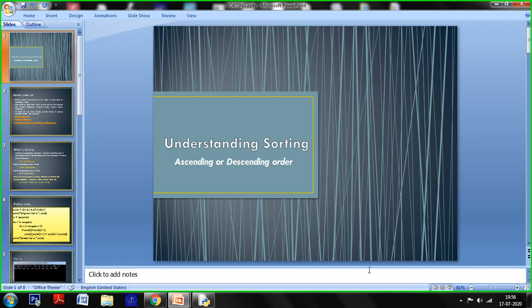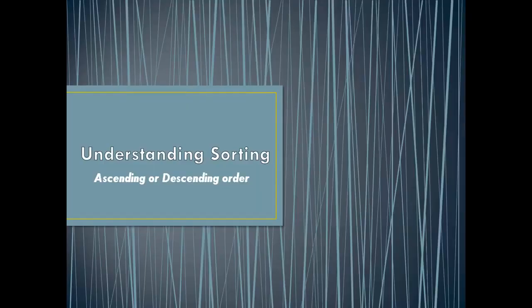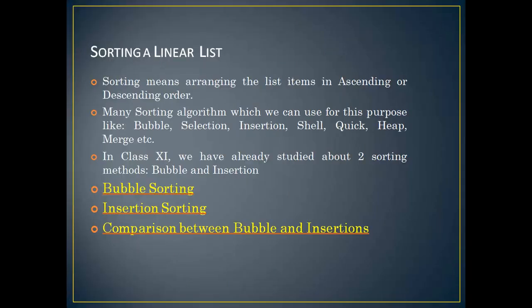Now we move to another operation on a linear list, that is sorting. Regarding sorting, what do you mean by sorting? We have to see that first. Sorting means arranging the list items in either ascending or descending order.